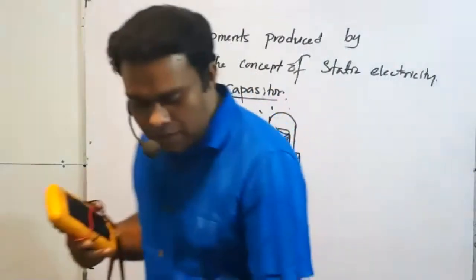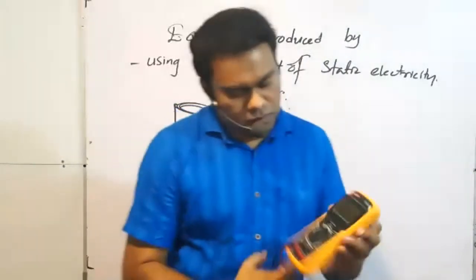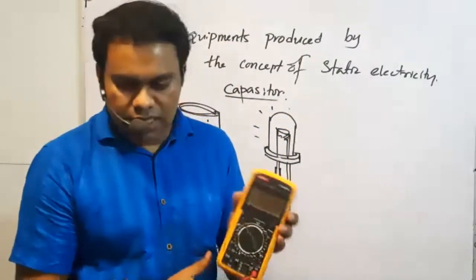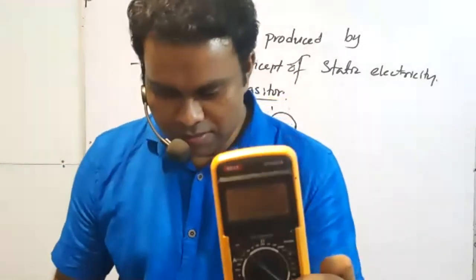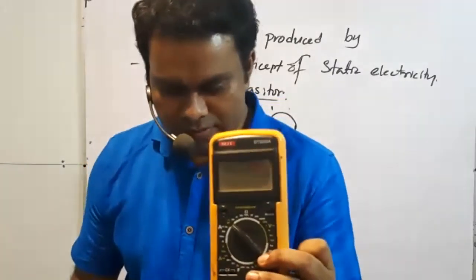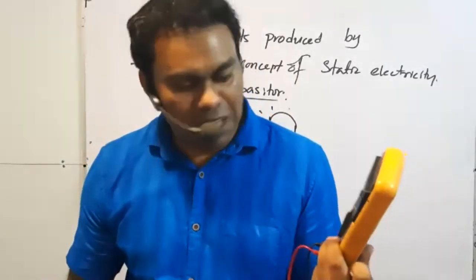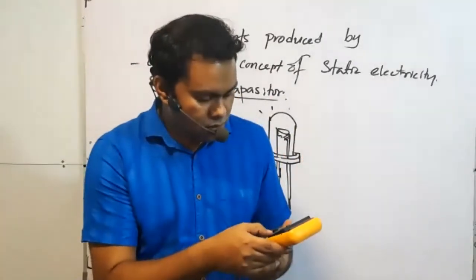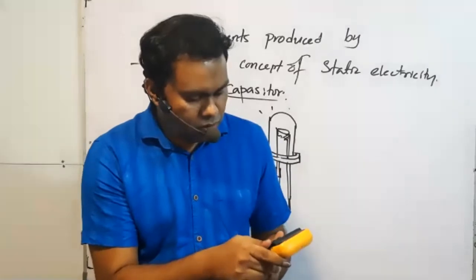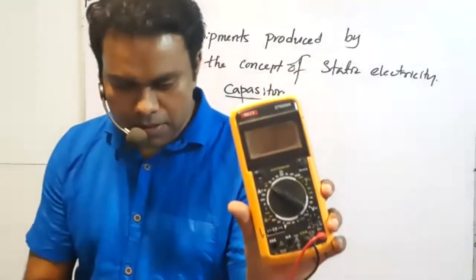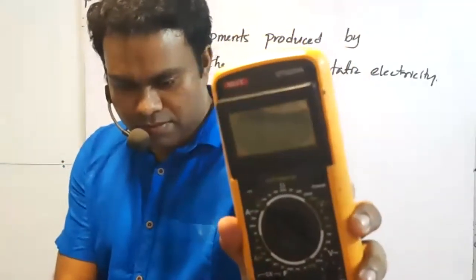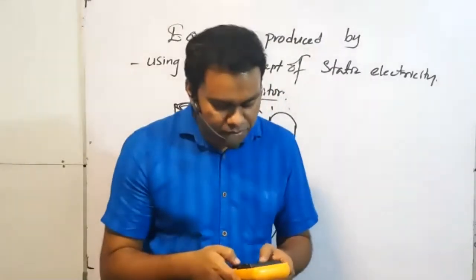Yes, now I have a multimeter. I think you can read its values. It's not clear, no? Its background is not clear. Can you read it? No, you can't see anything.